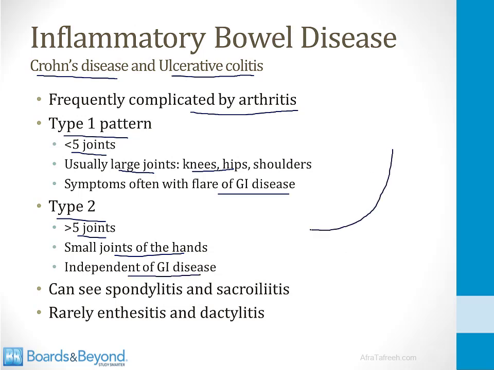Now, in addition to these 2 patterns of arthritis, you can also sometimes see spondylitis and sacroiliitis. Rarely you can see enthesitis and dactylitis, and because of these features, the arthritis that goes with IBD is often considered a variant of a seronegative spondyloarthritis.